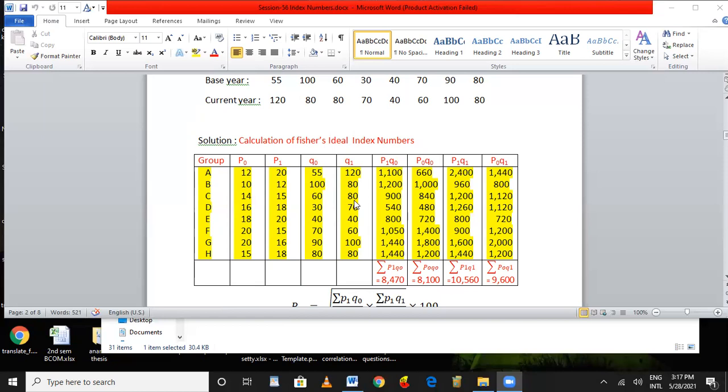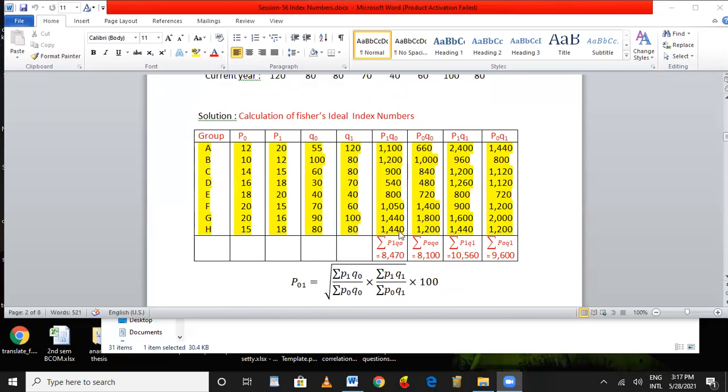14 into 80 is 1120. 16 into 70 is 1120. 18 into 40 is 720. 20 into 60 is 1200. 20 into 100 is 2000. 15 into 80 is 1200.